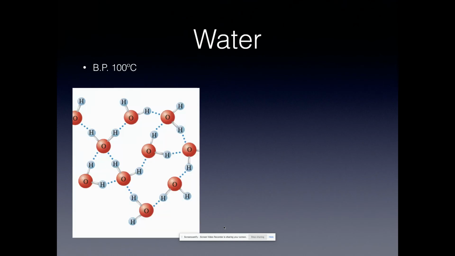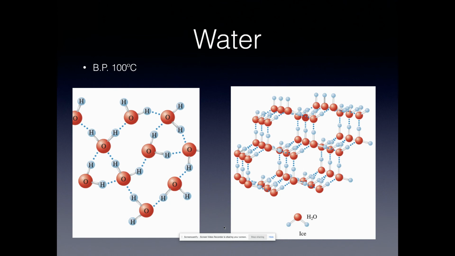Water, boiling point's about 100 degrees Celsius. Now this is what the hydrogen bonding would look like in liquid water, and this is what it would look like in solid water. And you'll notice there are a lot of attractions for every water molecule. So I am going to tell you to pause and spend some time drawing a nice picture here.